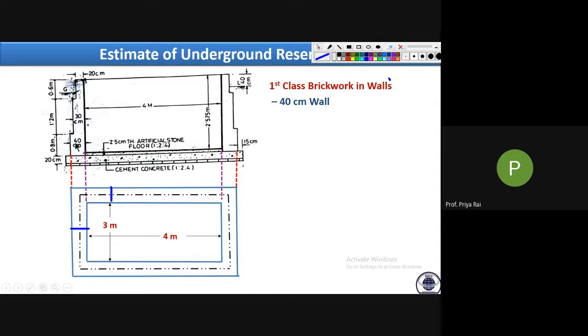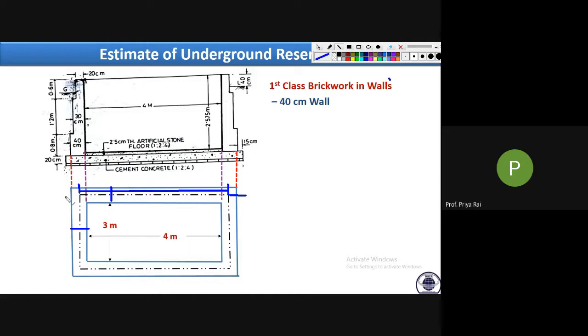Thickness is also known. Breadth is also known, 40 centimeter. So the length we need to calculate, and for length please calculate the center line length. Total length. Now what will be this length first? Tell me, from here to here how much will it be? This length is 4.4 meter.